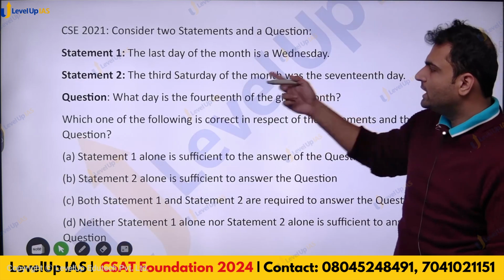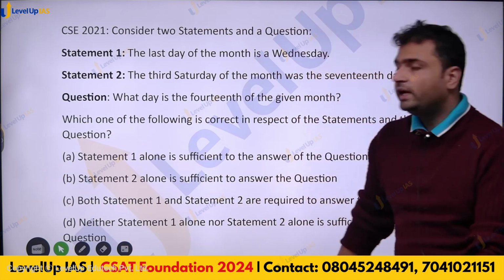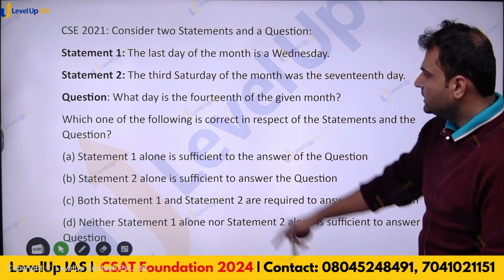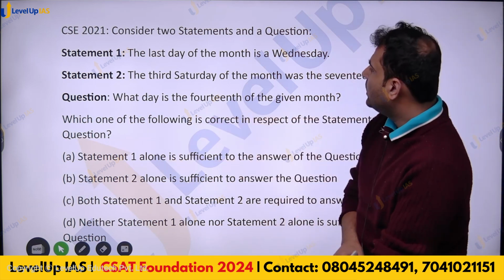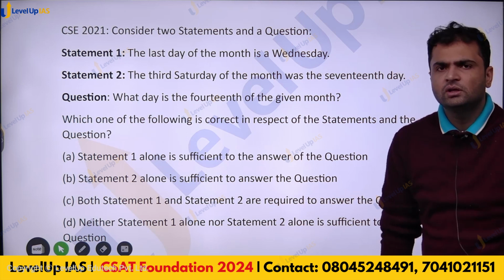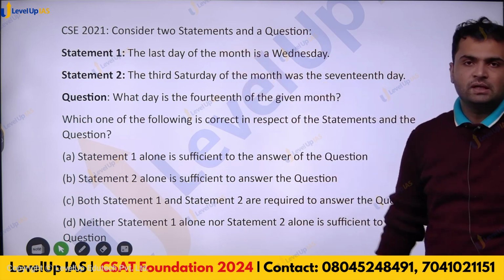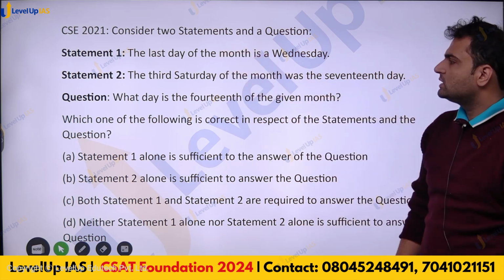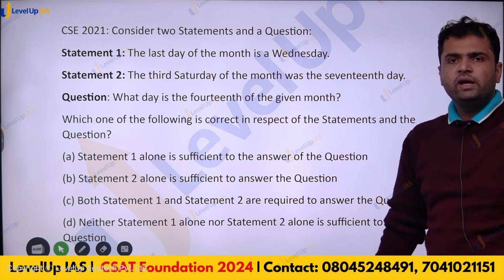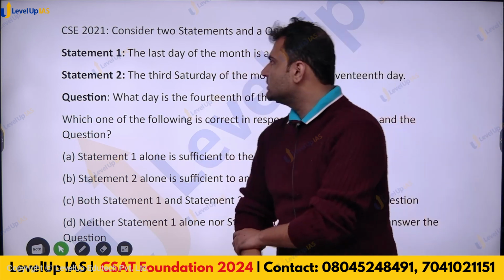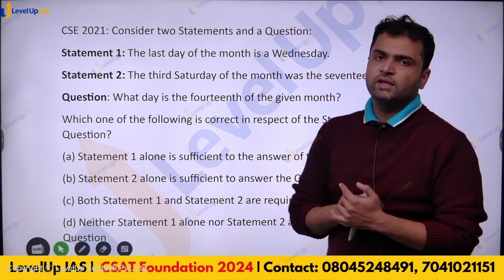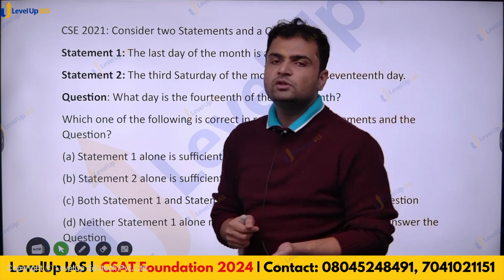We have two statements and a question. This is the data sufficiency type of question. Let us first read the question. Question says, what day is the 14th of the given month? So there is some month about which statements are given, and we just have to find out what is the day on 14th. Now first statement is the last day of the month is Wednesday.